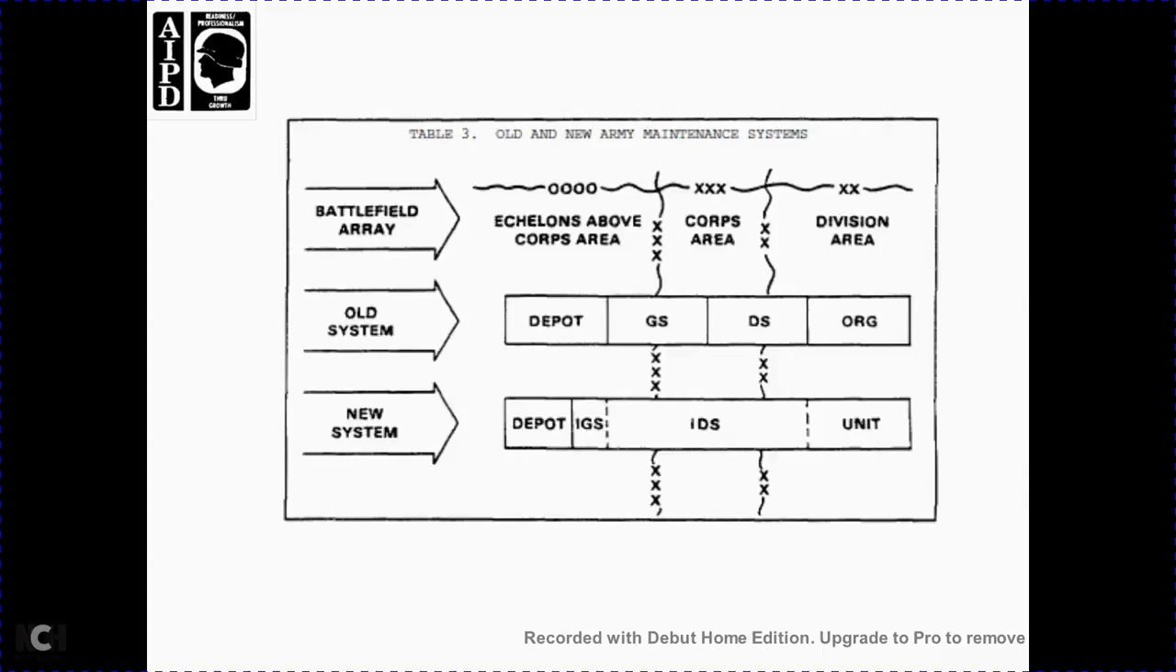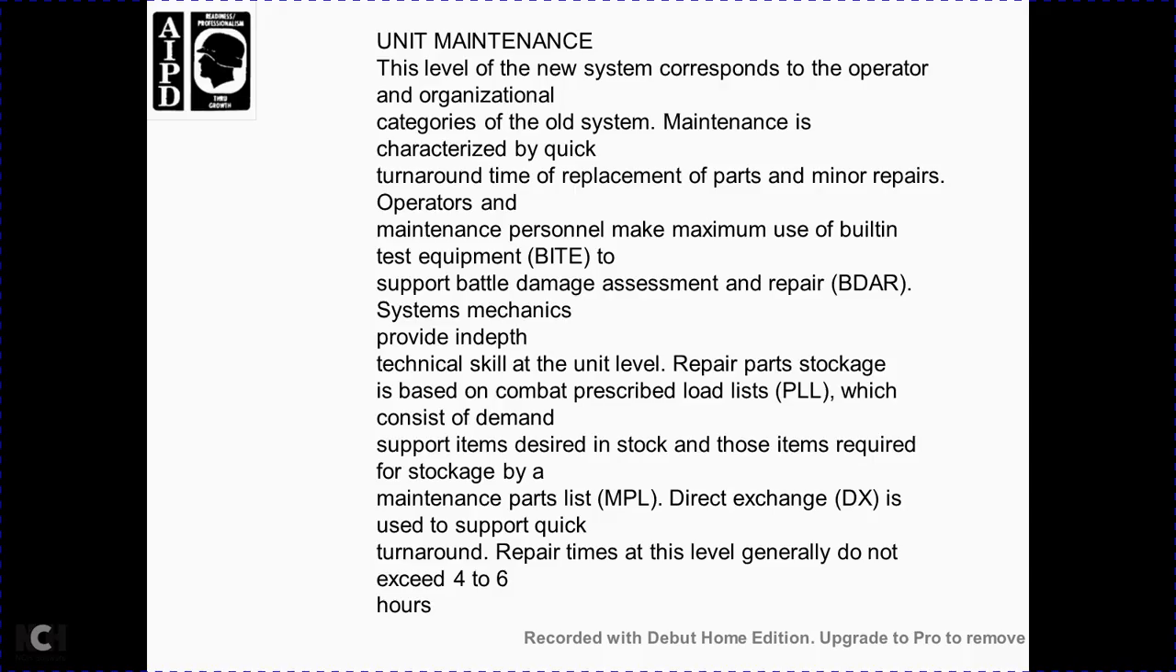Battlefield array, echelons, corps area, division area, old system depot, general support, direct support, and unit. Unit maintenance level: the new system corresponds with the operator and organizational categories of the old system. Maintenance is characterized by quick turnaround, time of replacement, and parts for minor repair. Operator maintenance personnel make the balance, use bulletins, tasks, and test equipment to support battle damage assessment and repair, or BDAR.